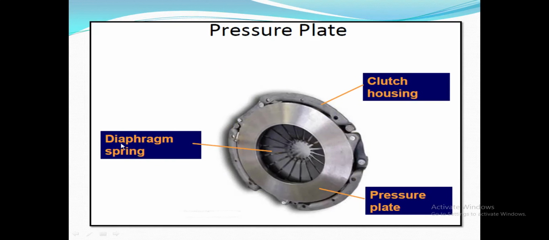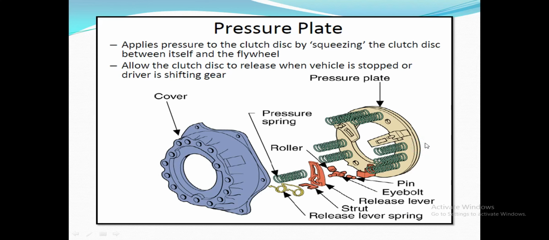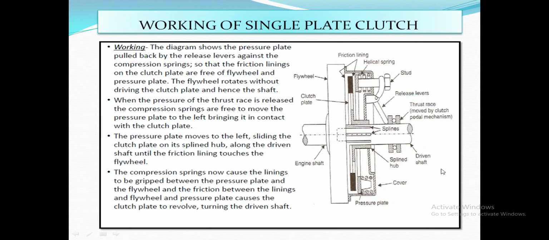This is pressure plate, the diaphragm spring, this one clutch housing, this one pressure plate. Pressure plate applies pressure to the clutch disc by squeezing the clutch disc between itself and the flywheel. Allow the clutch disc to release when vehicle is stopped or driver is shifting gear. This one is cover portion. This one is pressure spring roller. This one is release lever spring. This one is release lever. This one is bolt. This one pin. This one pressure plate. Let's discuss the working principle of single plate clutch.